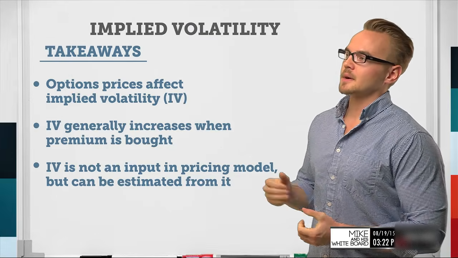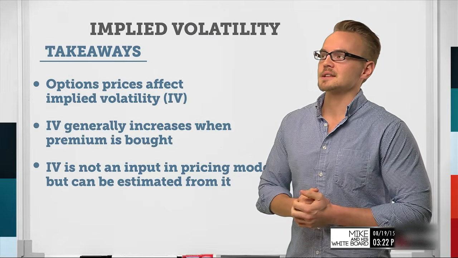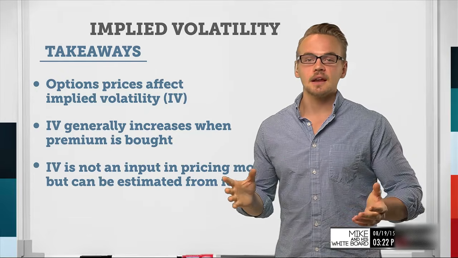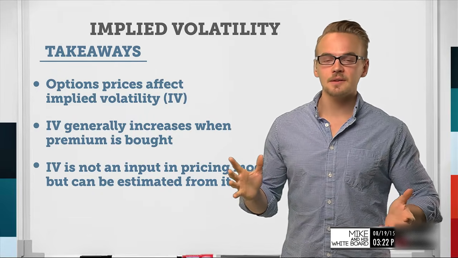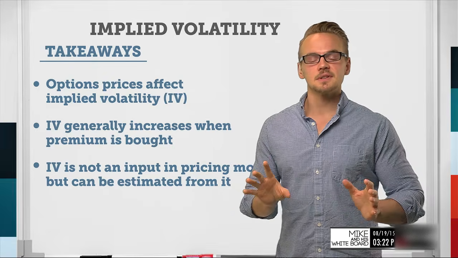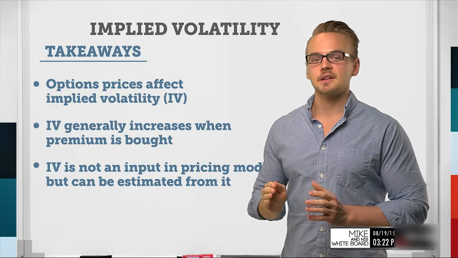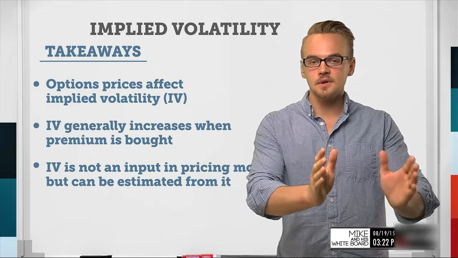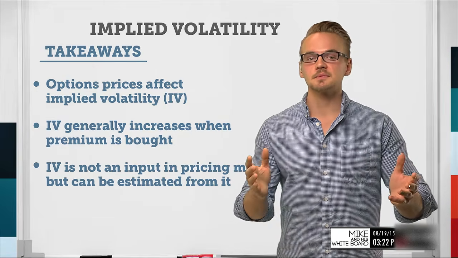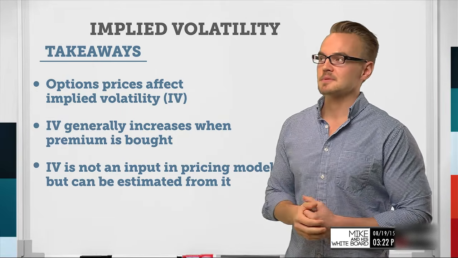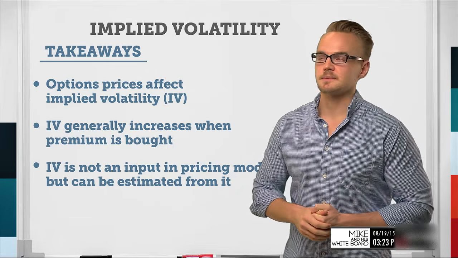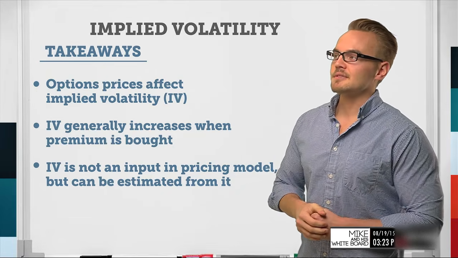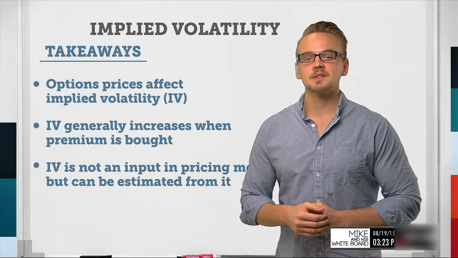So the first takeaway is that option prices affect implied volatility. Again, I'll say this all day long. This whole week is about implied volatility, and I think the biggest misconception is that implied volatility is known and you can put that into a pricing model to determine the option price, when in fact the option prices affect implied volatility. Secondly, IV generally increases when premium is bought.